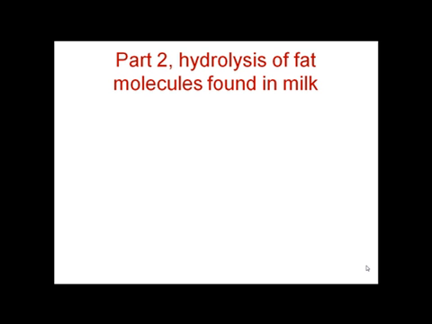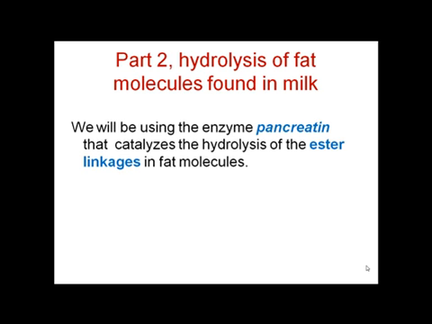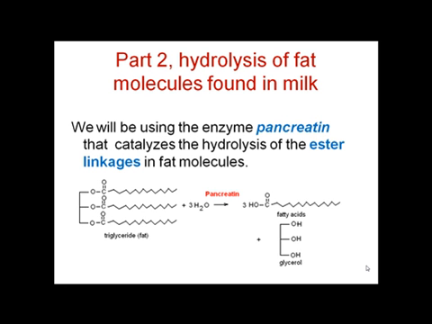In Part B, you will be performing the hydrolysis of fat molecules found in milk. The enzyme that will be used here is the pancreatin. The pancreatin catalyzes the hydrolysis of the ester linkages in fat molecules. Below is the reaction between the triglycerides, fat, and water, assisted by pancreatin. This is a hydrolysis that will yield fatty acids and glycerol. You will test the presence of fatty acids in this reaction.